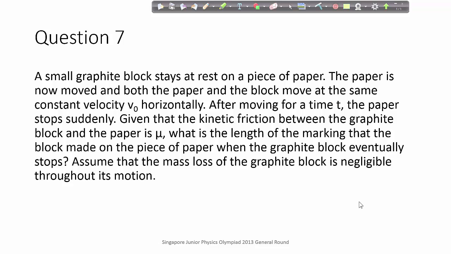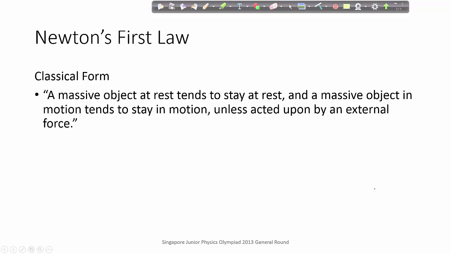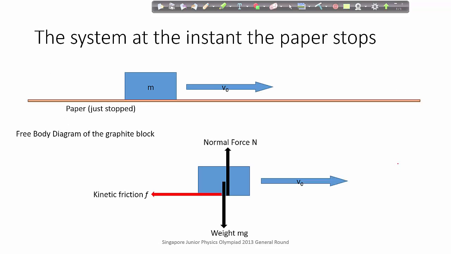To answer this question, we can start by invoking Newton's first law of motion. It states that a massive object at rest tends to stay at rest, and a massive object in motion tends to stay in motion unless acted upon by an external force. We can thus say that at the instant the paper stops, the velocity of the graphite block must be v sub 0.